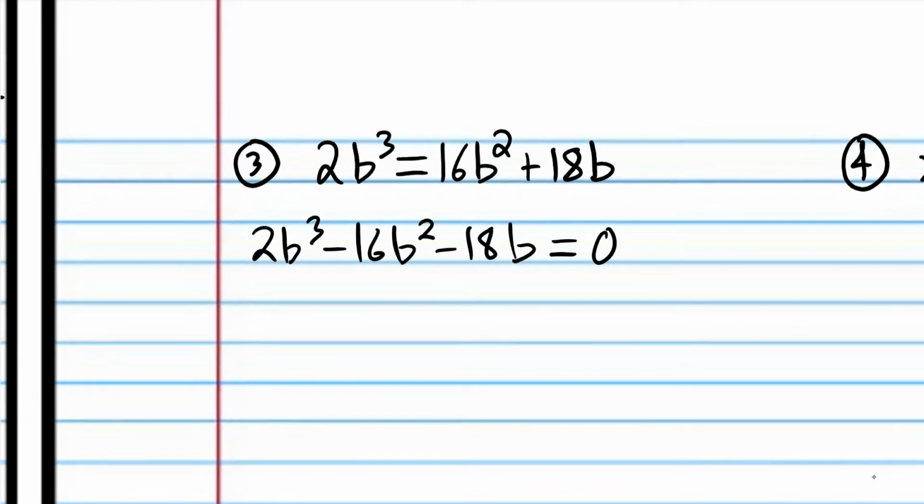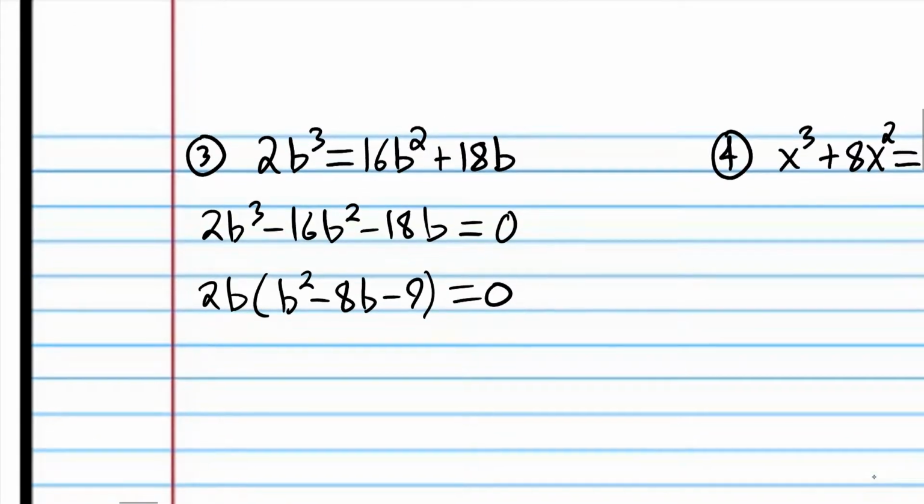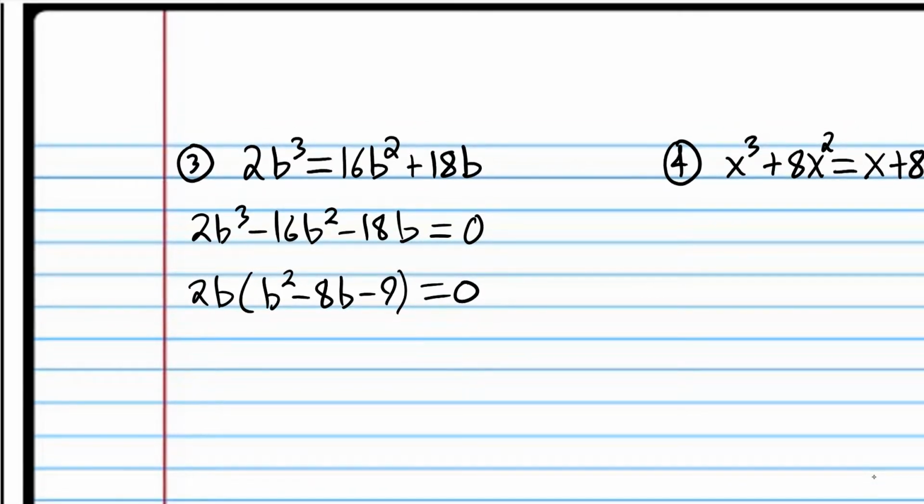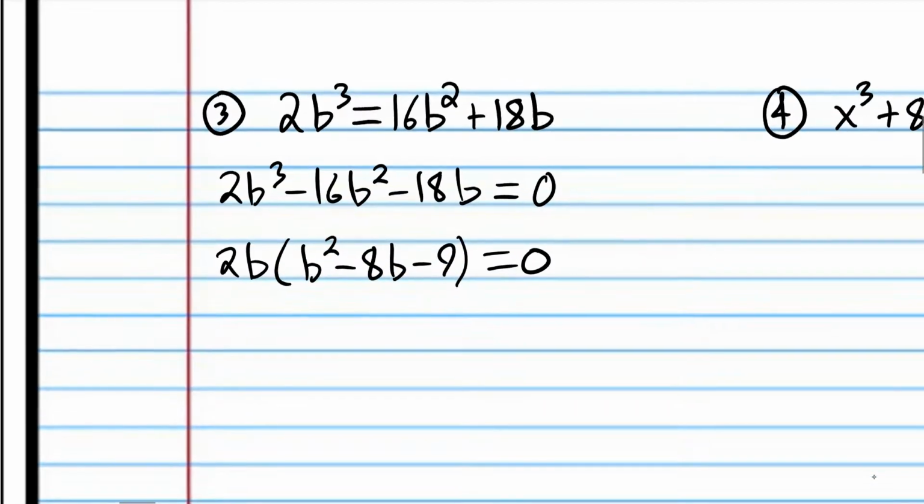So now we're going to factor out a GCF. 2b goes into everything. So to see if I did that correctly, I'm just going to multiply back. And I'm going to do that in my head, and we see everything looks right. So now we factored out a GCF, but we have a quadratic expression here, so now we're going to have to factor the quadratic.